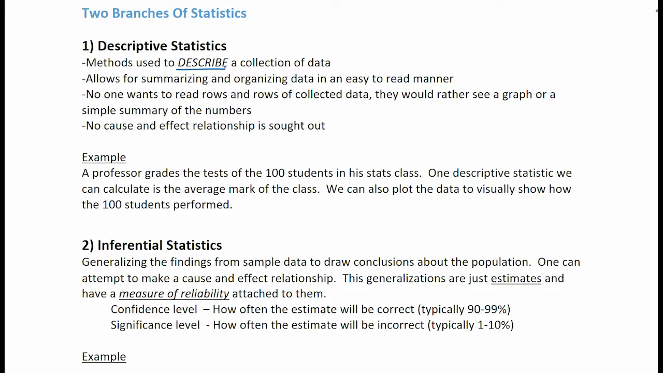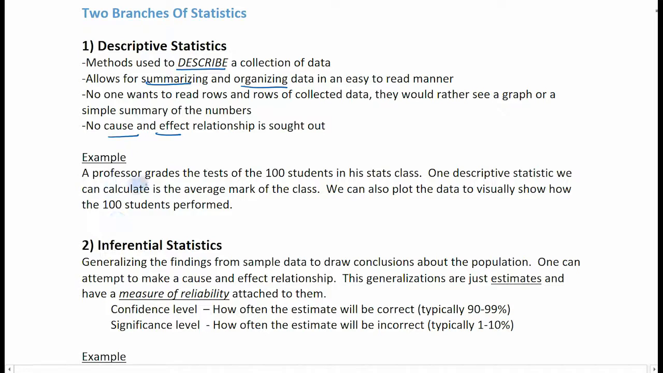Instead, we want to read summaries, or we want to be able to see something in an organized manner, maybe a graph or something. So that is called descriptive statistics, when you describe the data that you collected and you summarize it into something that's a little bit easier to read. In descriptive statistics, you're not trying to see if there's a cause and effect relationship. You're just summarizing the data that was collected.